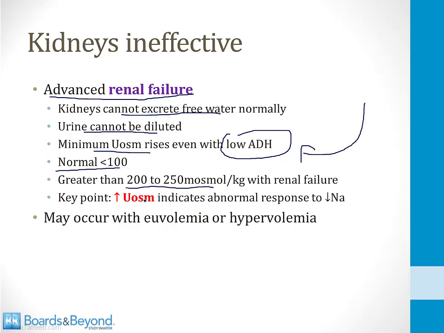And a key point here is that high urinary osmolarity in the setting of hyponatremia indicates an abnormal response to the low sodium levels, and that means there is a problem with the kidneys. And then finally, you might think that if the kidneys cannot excrete free water, the patient would have signs of hypervolemia, like lower extremity edema and elevated jugular venous pressure. However, it turns out that in clinical practice, hypervolemia is not a reliable sign in the setting of advanced renal failure, and patients can develop hyponatremia even when they appear euvolemic on clinical exam.